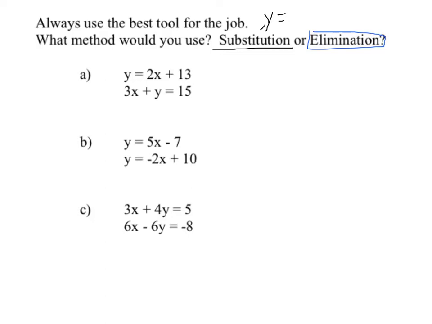The first equation, notice that you have one equation solved for a variable. So again, you can make it work for elimination by making some changes, or you make the observation that it's already set up for substitution, so you should use that method.